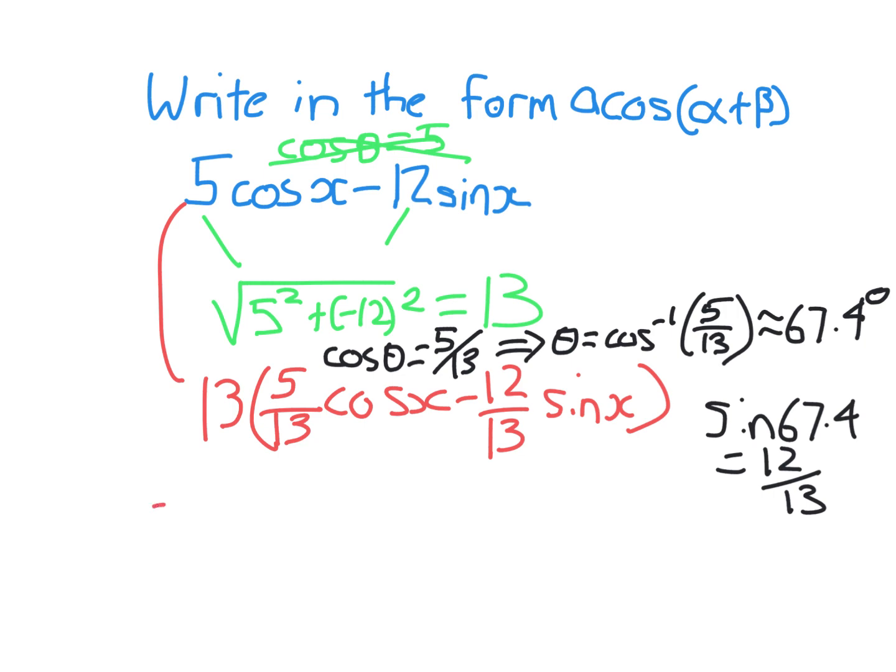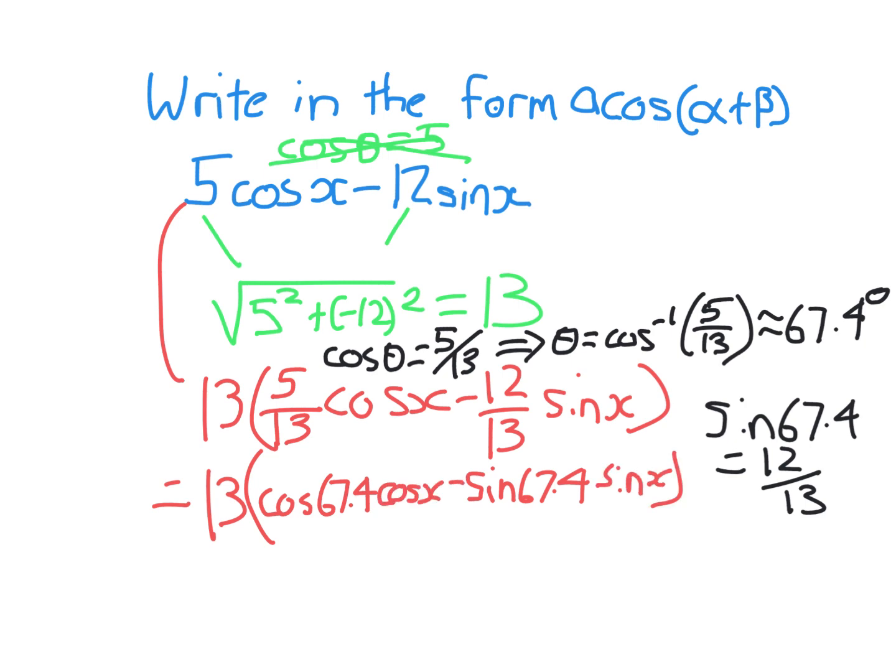So we can rewrite this as 13. Now 5 over 13 we can write as cos of 67.4, and we can rewrite 12 over 13 as sine of 67.4. And hopefully you can see now this will just be 13 cos of x plus 67.4. We're just going the other way now than we have been going. Instead of expanding it, we're kind of like factorizing it. And then we're done. If you expand this, you will get this, which is equal to this.